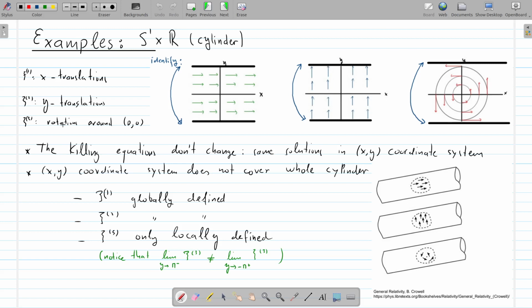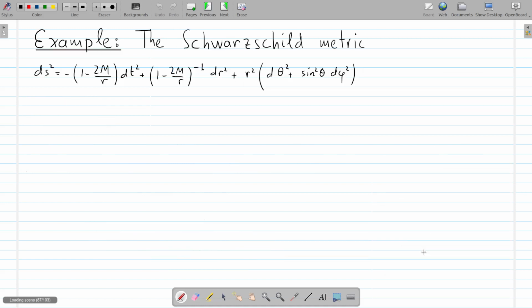But you see that xi3 is not globally defined anymore. Although it is locally defined, as we take the limits of y goes to plus or minus pi, we see that this limit is not well defined, and we obtain different answers by approaching this line from this direction or that direction. So rotations on the cylinder can be isometries only locally, but not globally.